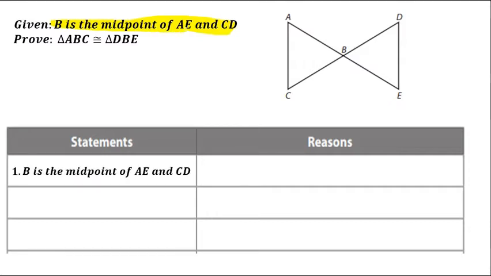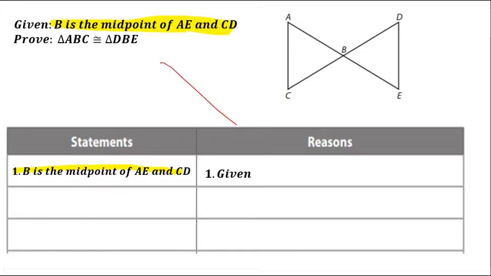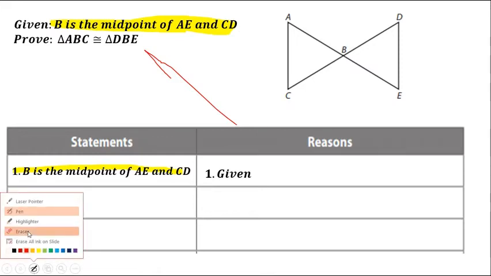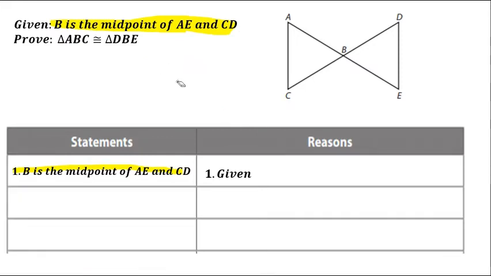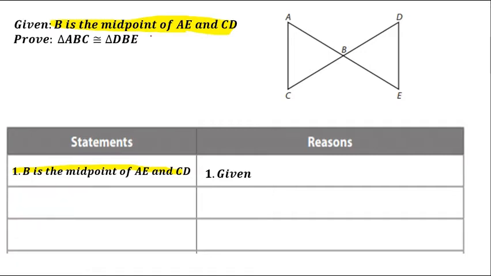So I want to write that down. So B is the midpoint, and the reason here is given. So let's see what that means, and let's mark our triangle based on the information they give us. Sorry about that. Let me erase this mark. Okay. So what I have here is, it tells us that B is the midpoint. So B is in the middle of these segments. So it kind of cuts it in half.